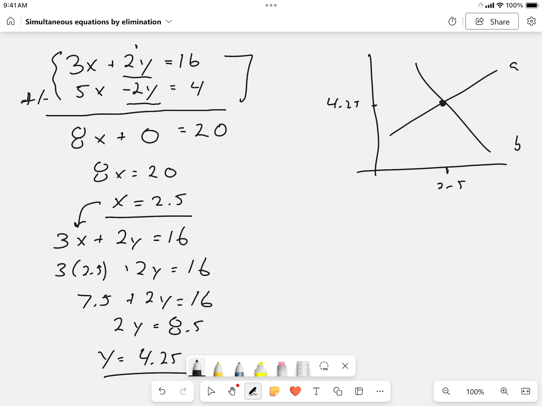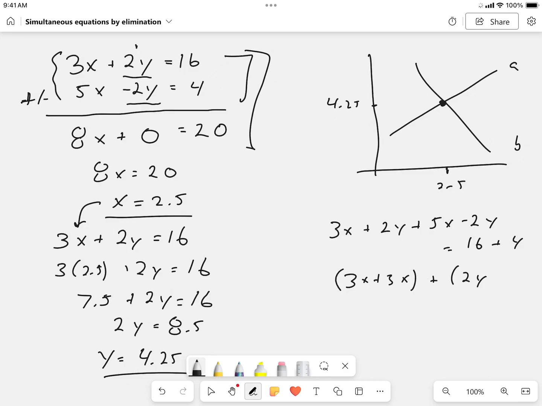Maybe you don't like adding it together the way I did right here. To me, that's the easiest thing to see. But some people might say, well, what I'm going to do is say 3x plus 2y plus 5x minus 2y equal to 16 plus 4. Basically I added those two equations together, and really I'm just now saying 3x plus 5x, bring like terms together, plus 2y minus 2y. Okay, then is equal to 20.